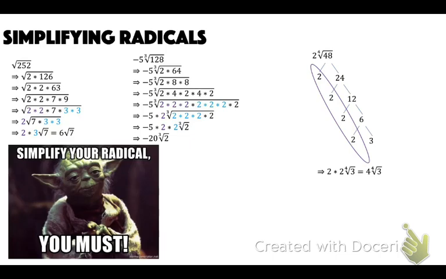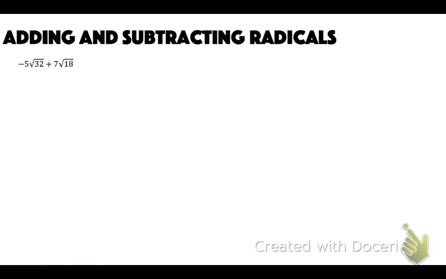Simplify your radical, you must. Always, always simplify your radicals, okay? Adding and subtracting, I would always simplify first. So let's simplify the 32. That's 2 and 16, which is 4 and 4. I have a pair right there, so I can stop. Then 18 is 2 and 9, which is 3 and 3.